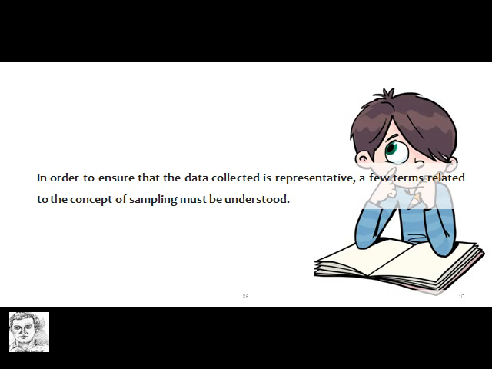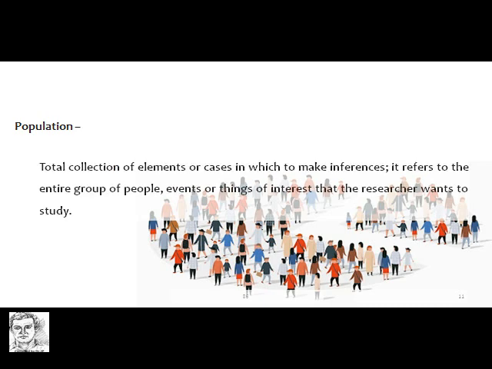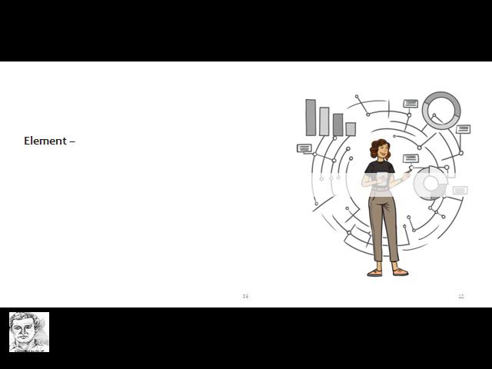In order to ensure that the data collected is representative, a few terms related to the concept of sampling must be understood. Population: total collection of elements or cases in which to make inferences. It refers to the entire group of people, events or things of interest that the researcher wants to study. Element: a single member of the population on whom measurement is taken.